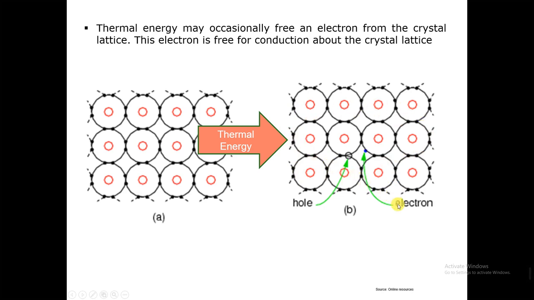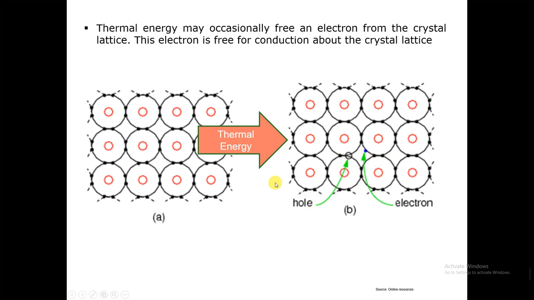Of course, the atom which releases one electron after thermal energy will also have created a hole, because this atom is deficient of one electron. If this atom releases its one electron, then it will be short of one electron, so it will have a positive charge. So this atom has a hole. Hole is a positive charge. Electron is a negative charge.